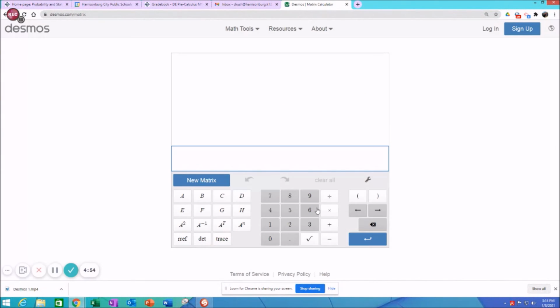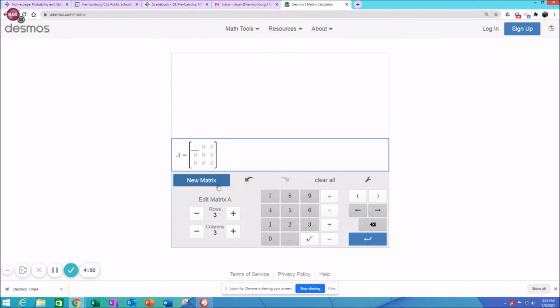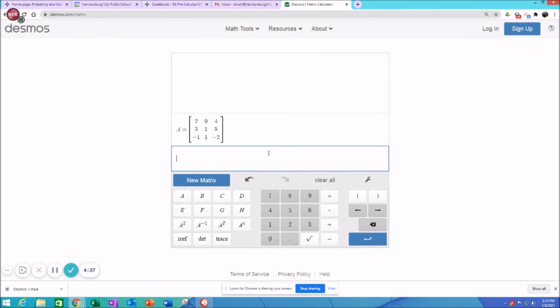I'm going to create a new matrix, which is a 3 by 3 matrix. And it was 2, 0, 4, 3, 1, 5, -1, 1, and -2. Okay, we can create matrix B a while. Matrix B was a 3 by 1, and it was 14, 19, and -7.